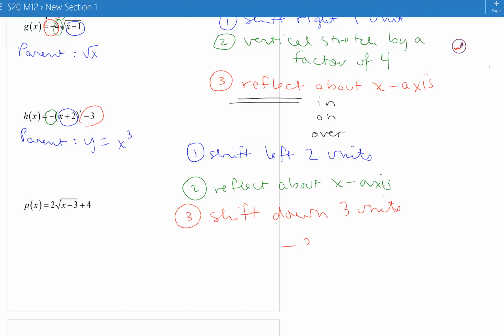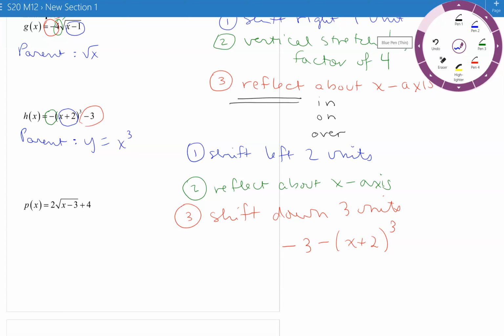Now don't let me trick you by writing it like this. This is the same function. The order it's written in isn't important. It's the order of operations that happen to the number. So if I put a number in for x, I would add 2, then I would cube it, then I would multiply it by negative 1, and then I would subtract 3. So the order of the transformations has to do with what order the operations would happen in.